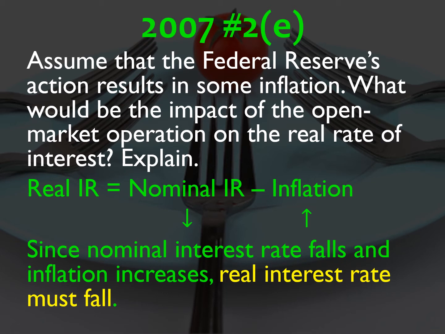Well, the nominal interest rate falls and inflation goes up. So therefore, the real interest rate has to go down because the nominal interest rate is causing the real interest rate to go down. Inflation is going up, which causes the real interest rate to go down even more. So real interest rate must fall.